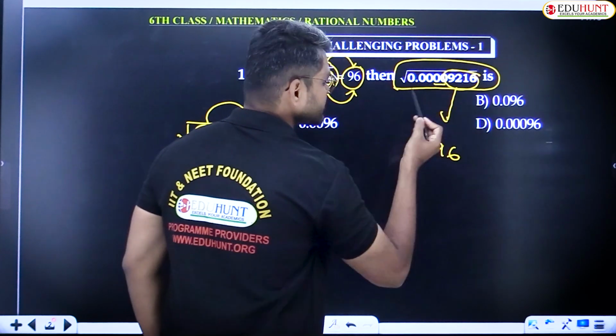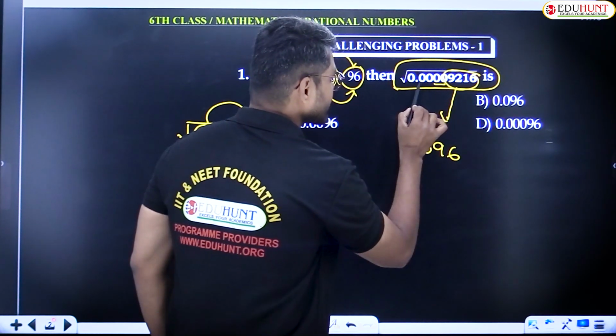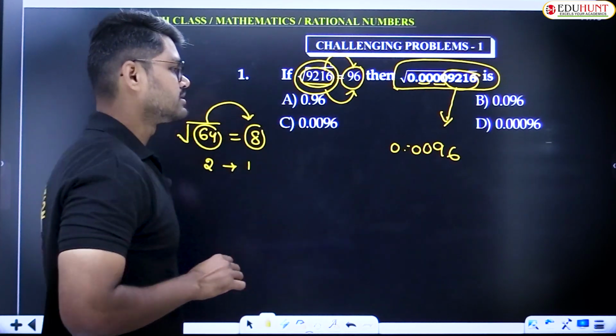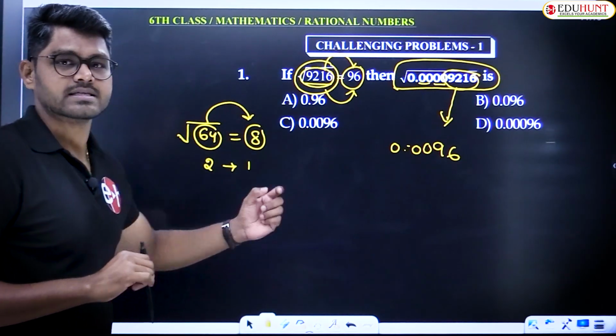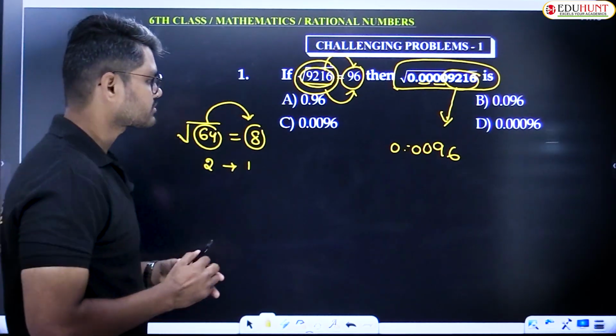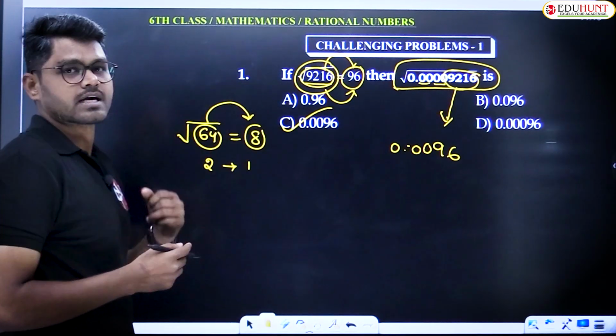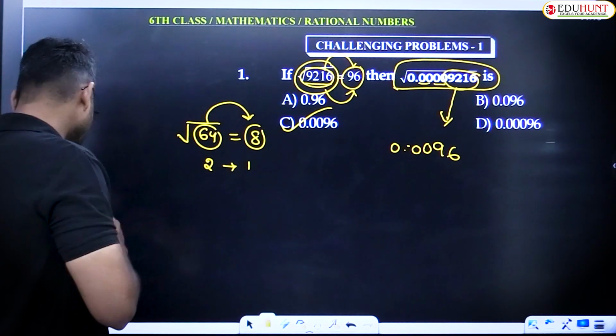For 2 digits, write 10. That means 0.0096 is the answer for this question. 0.0096, option C, is the correct answer. Let's see the next one.